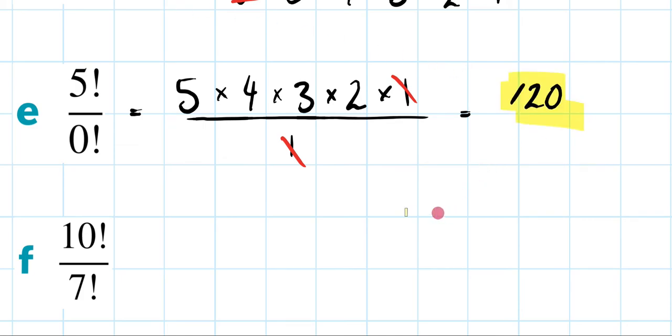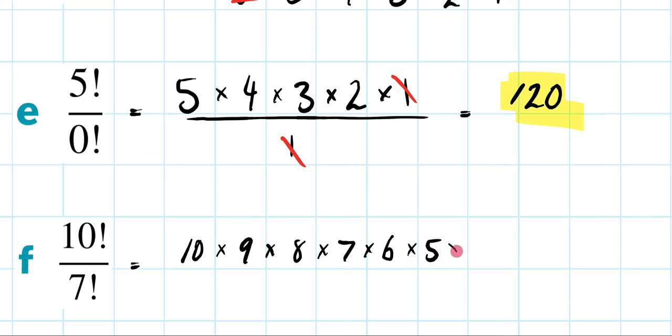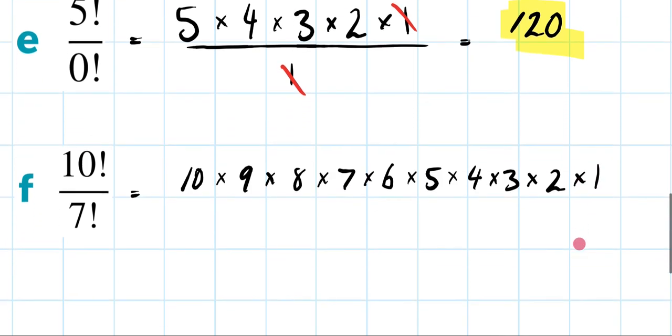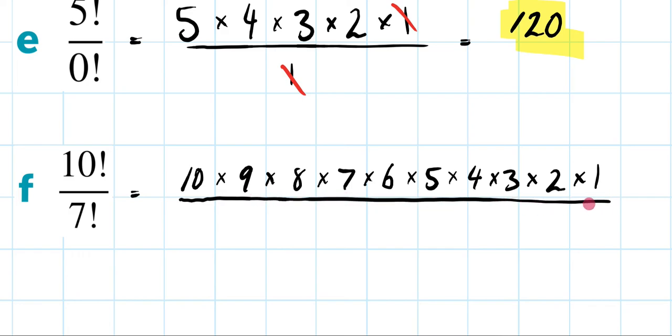All done. Let us now answer our last question, which is 10 factorial over 7 factorial. All right. So it's going to be 10 times 9 times 8 times 7 times 6 times 5 times 4 times 3 times 2 times 1. Now I'm going to divide that by 7 factorial.